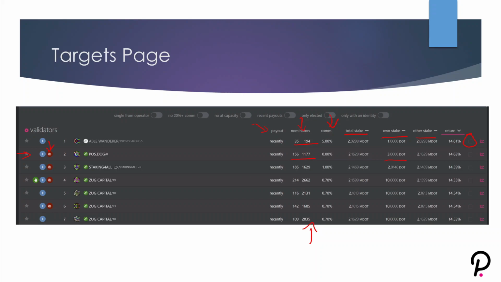Now, I guess before we go on to the next page, there's a little information type graph thing to the right. You can do so for each of the validators.